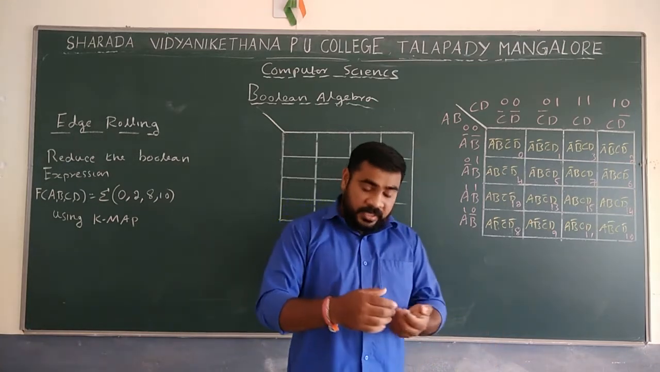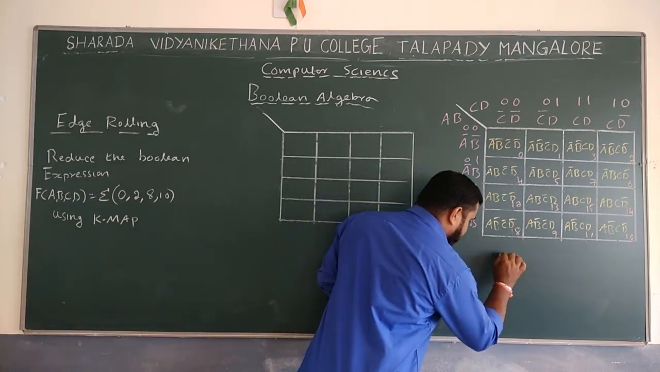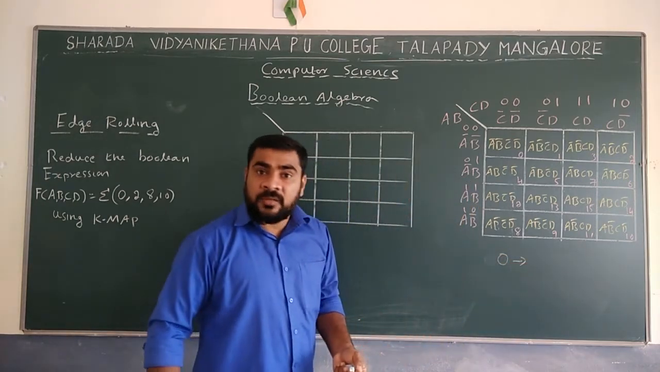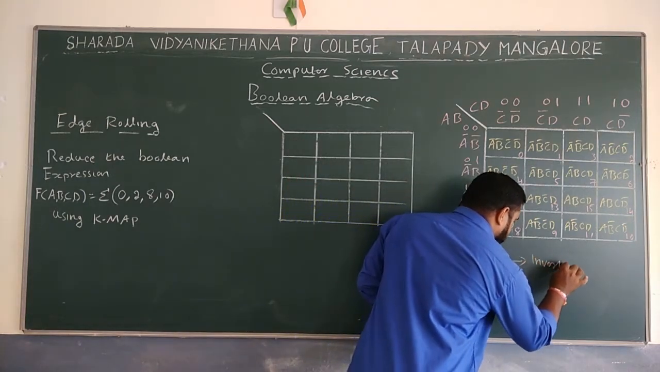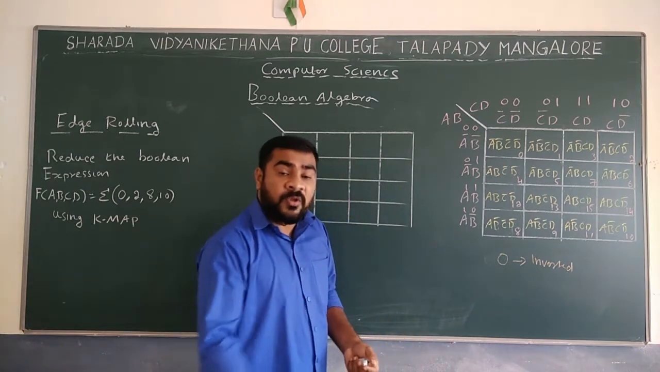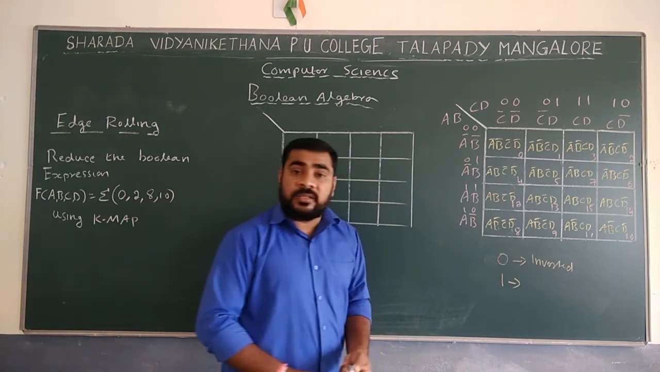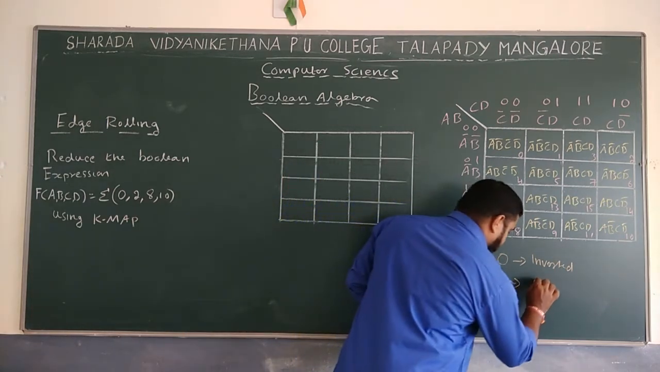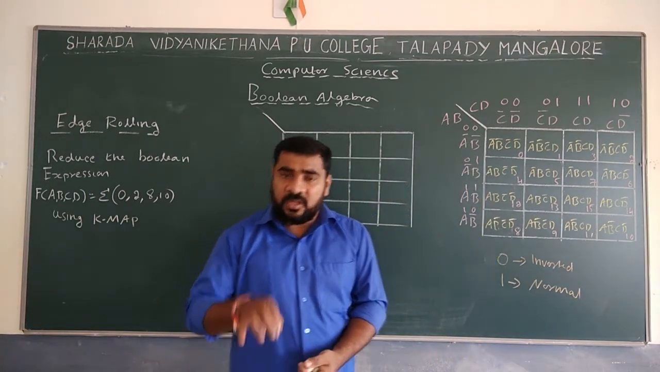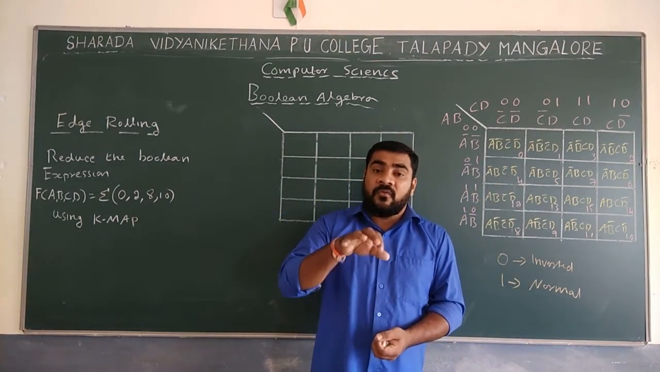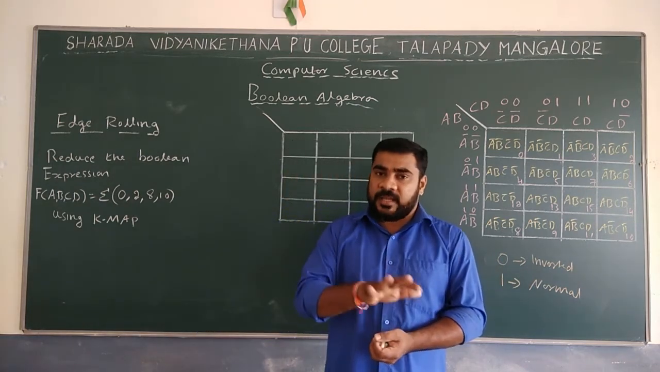Then in case of SOP, remember, whenever the variable value is 0, it should be represented in inverted form. Whenever the variable value is 1, it should be represented in normal form. Remember, whenever the variable value is 0, that should be represented in inverted form, and whenever the variable value is 1, that should be represented in normal form. So like that we should use it.